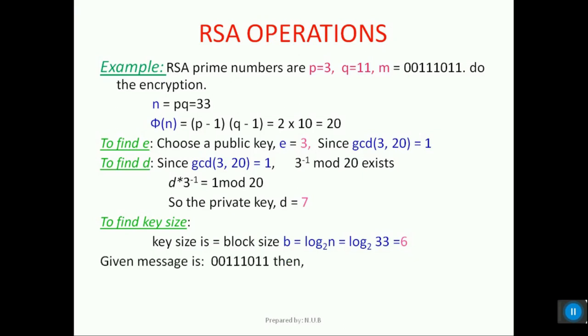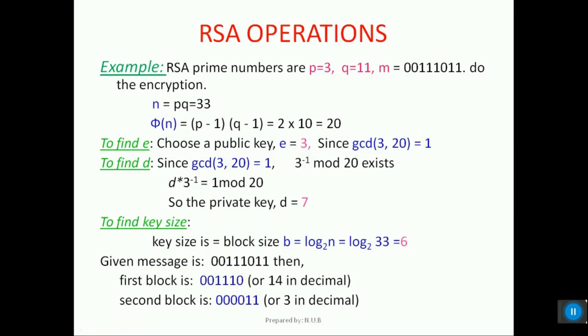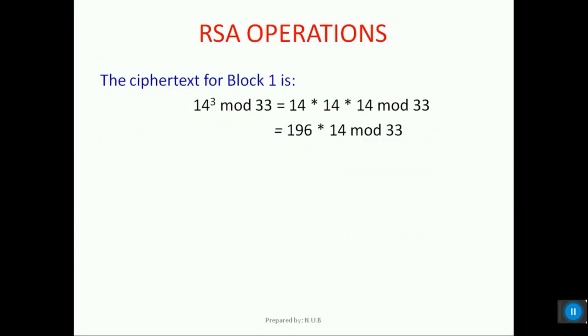Now the given message is this. Now we have to divide this into blocks of size 6 bits. So our first block is this, and the second block is this. Now let us go ahead for the encryption process.